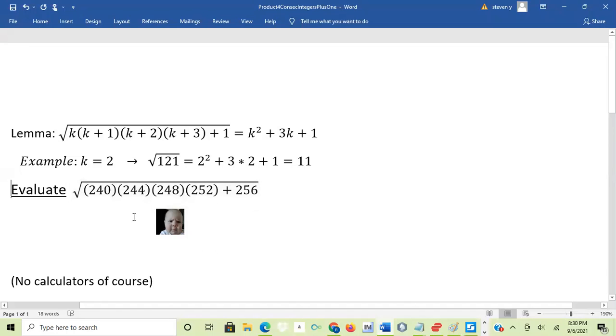Now, that's another key aspect of this problem. These aren't consecutive natural numbers right here, but they are consecutive multiples of 4. Again, the lemma says if you have 4 consecutive natural numbers, add 1 to that product, it ends up being a perfect square given by the right-hand side. So you can already see how the lemma makes this problem sort of melt in your mouth. Since these are all multiples of 4, there's going to be 4 4s in there, or 4 to the 4th, which we can factor out.